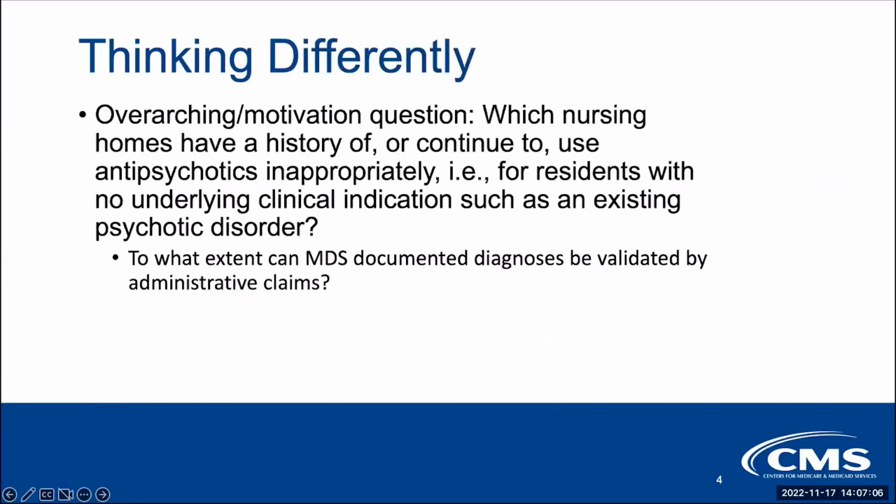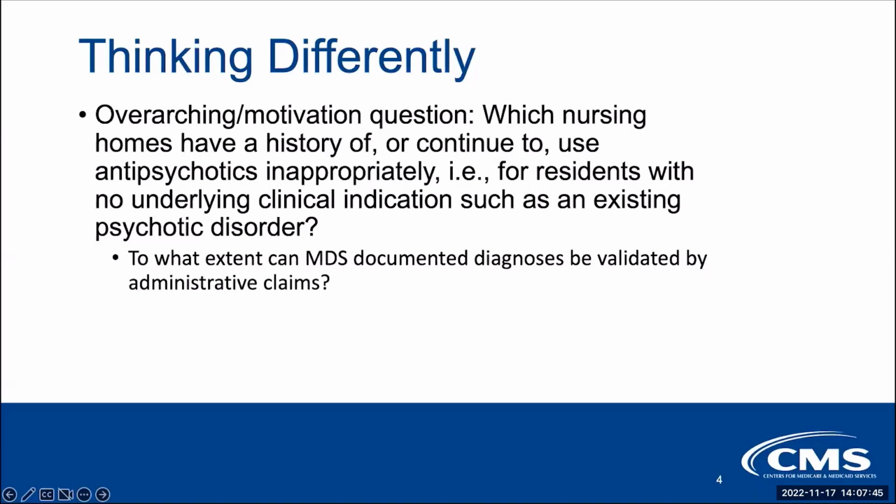So CCSQ wanted to use this renewed interest to think a bit differently and use our own data to answer some of the questions that could lead us to potential interventions. The overarching motivation or question was, which nursing homes have a history of or continue to use antipsychotics inappropriately? So we're trying to look at the facility level, but also the beneficiary level for residents with no underlying clinical indication, such as an existing psychotic disorder. And the key piece, to what extent can MDS documented diagnoses be validated by administrative claims?